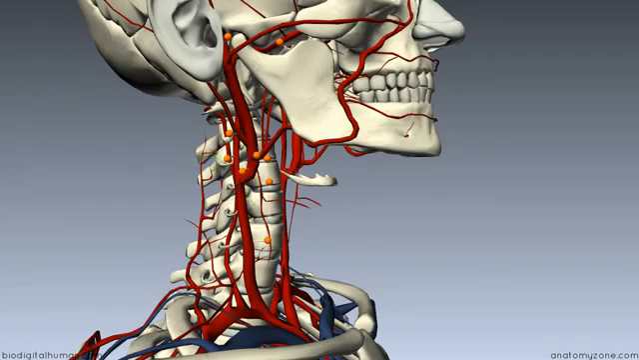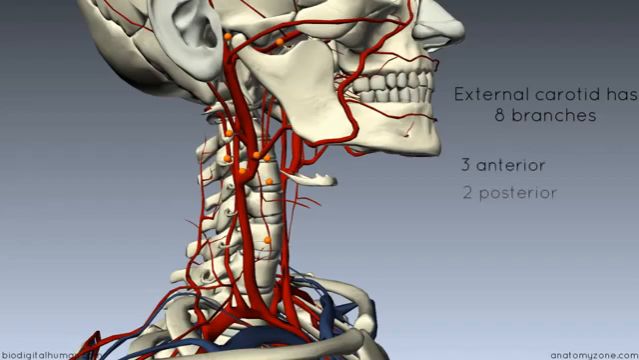So the carotid system supplies all the structures in the head and neck. So the internal carotid artery doesn't have any branches in the neck, but the external carotid has 8 branches. So you've got anterior branches, posterior branches, terminal branches, and you've got one medial branch. So we'll take a look at these various branches.